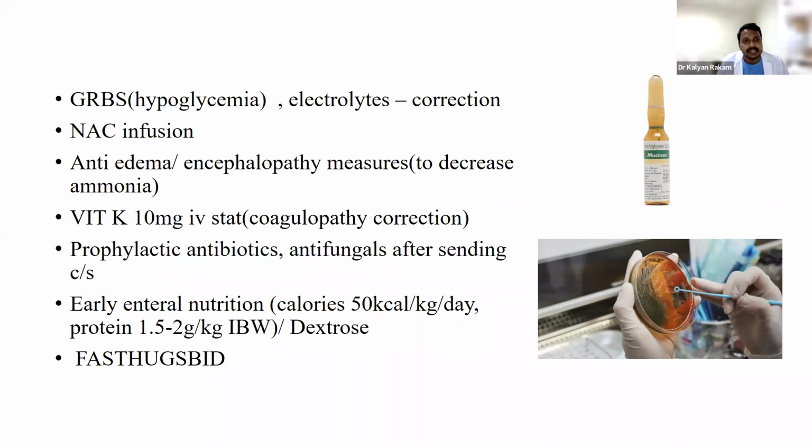NAC infusion, N-acetylcysteine infusion, helps in liver regeneration, so it should be started at the earliest. Anti-edema and anti-encephalopathy measures to decrease the ammonia should also be started. Coagulopathy correction with the help of vitamin K or blood products like fresh frozen plasma, we have to start them. Antibiotics, antifungals, as per the cultures and patient's condition, we have to decide and start.